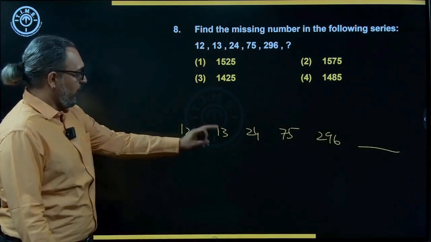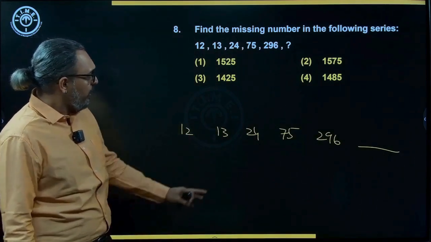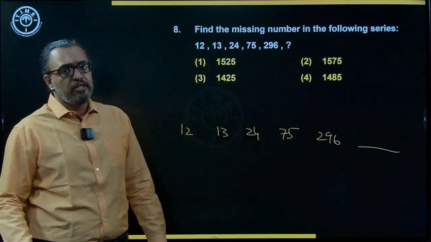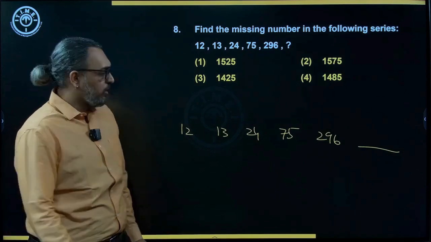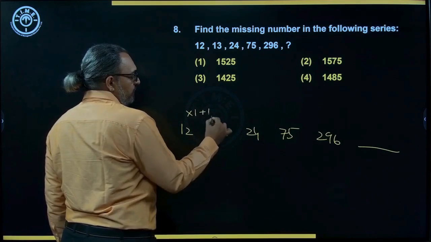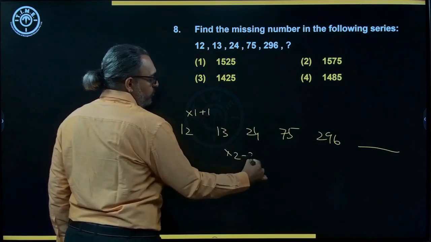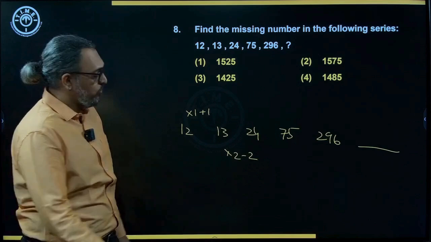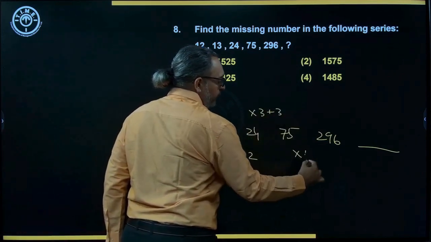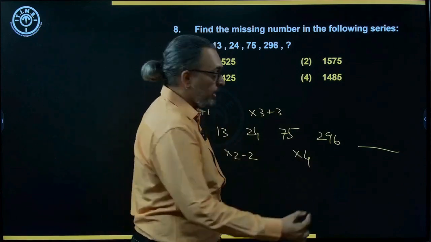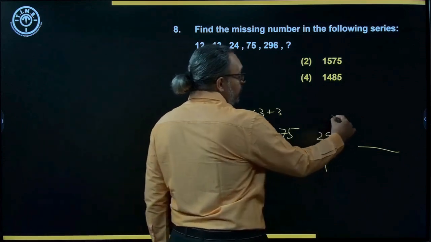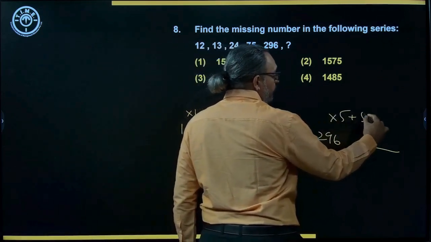Okay. Now again here, if you check, after 296, if you observe in your options, everything is in 1400s or 1500s. So compulsorily, I can take product. So I can do into 1 plus 1. Then this is into 2 minus 2. 13 into 2, 26 minus 2. Then 24 into 3, 72 plus 3. Then 75 into 4, 300 minus 4, 296. Correct? Then 296 into 5 plus 5.